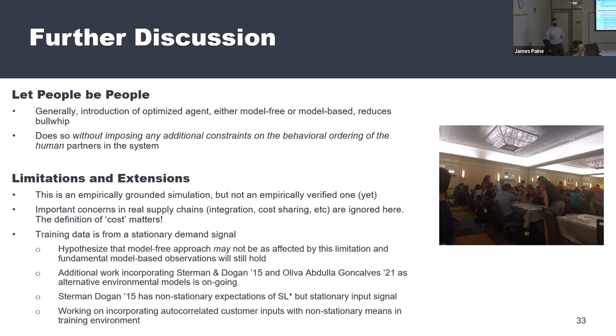I make no assumptions about adjusting the other people around me other than me sending my own order signals within the space. In terms of limitations, I view this as empirically grounded, but certainly not empirically verified. I would love to do an actual test with this in place.